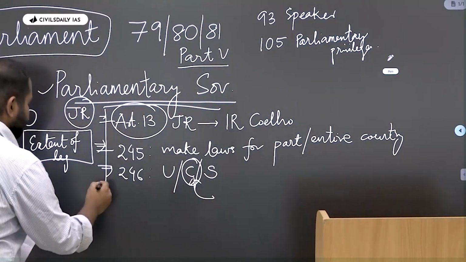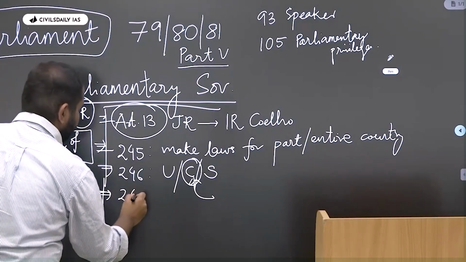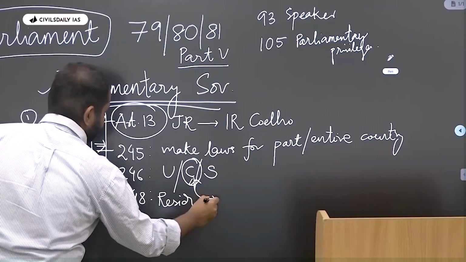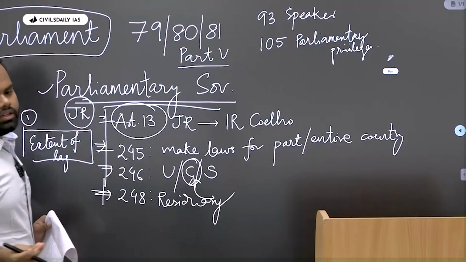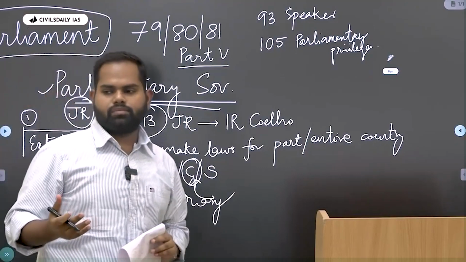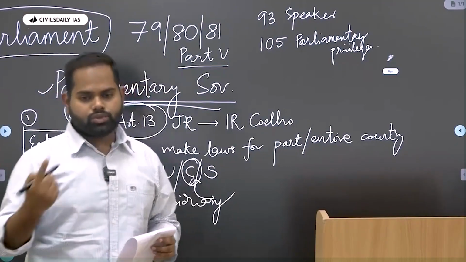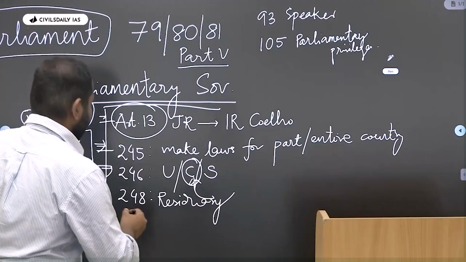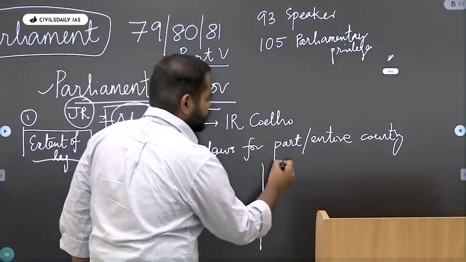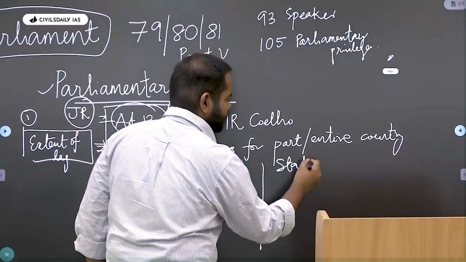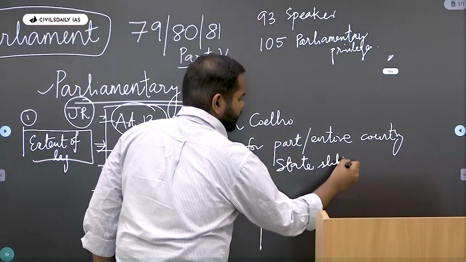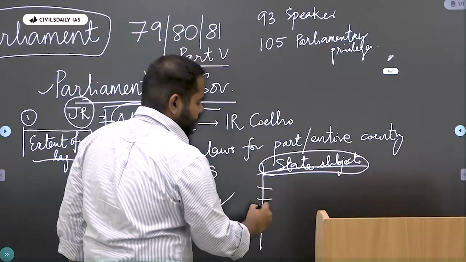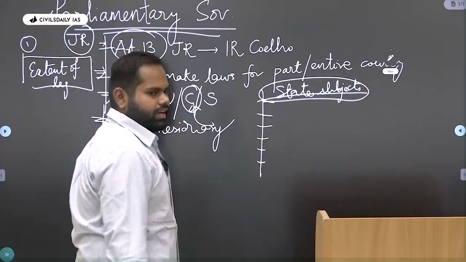Then we have Article 248, which talks about residuary powers, where in America, the states have the power to legislate over residuary subjects, but in India, Parliament has that. So that's why it has more sovereignty in this case. Next, you write, as compared to the state legislature, in state subjects also, the Parliament can make laws. Yes. So there are like 5 places where they can do this.